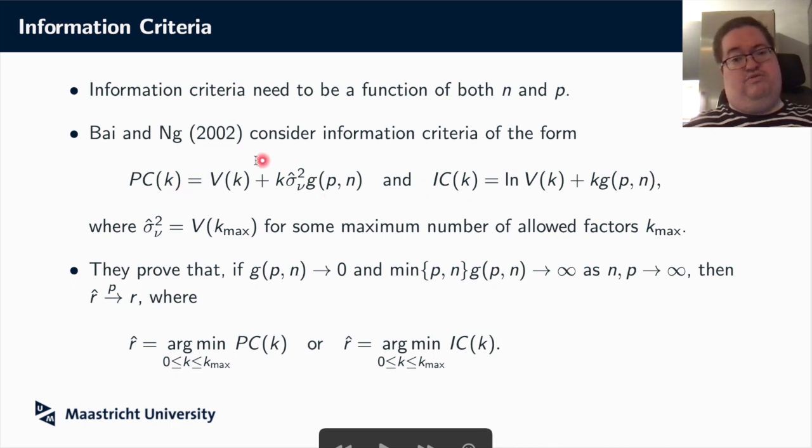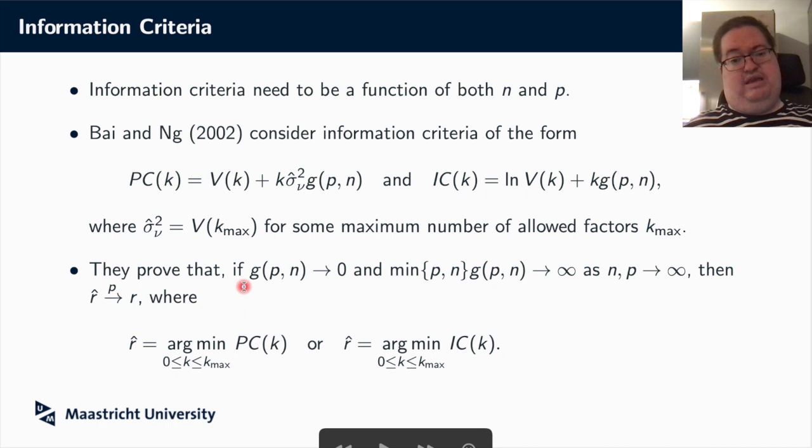The other one does not, but the disadvantage of that is that you have to estimate somehow the variance of your idiosyncratic components, which they propose to do via fitting a certain maximum number of allowed factors. Now, depending on the penalty function that you choose here, the g, you of course get different information criteria.